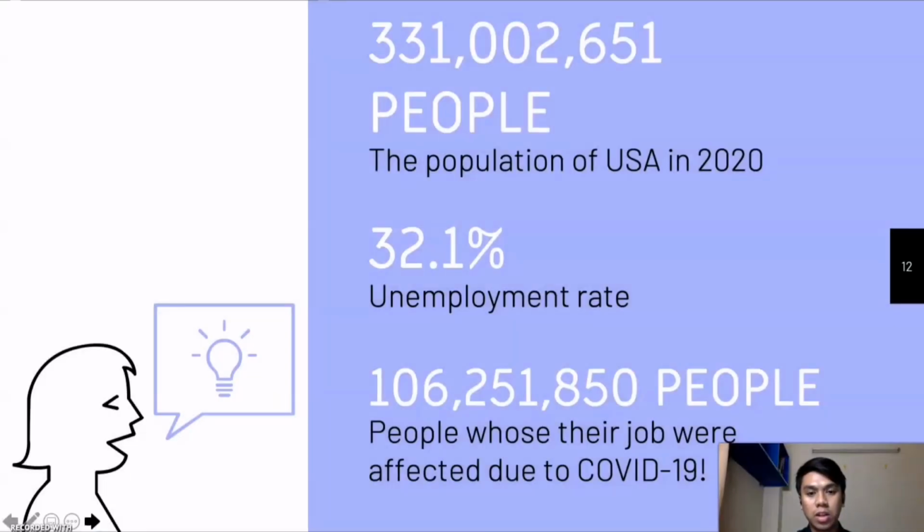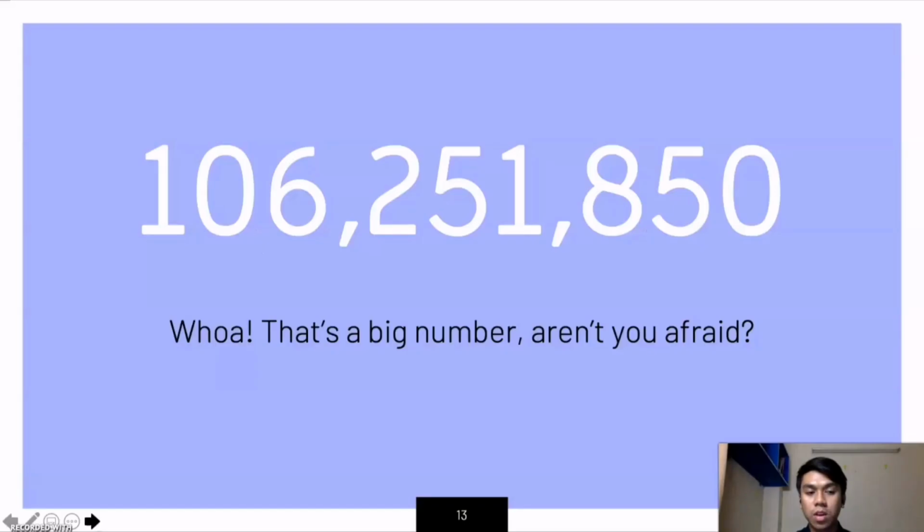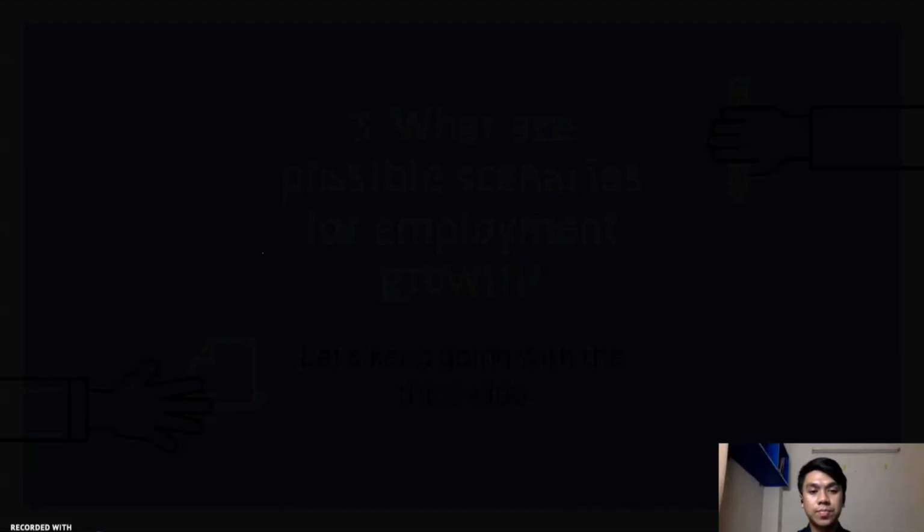This is the total population of the USA in 2020. They have 331 million people, and the unemployment rate is 22%. So, the people whose jobs were affected due to coronavirus is approximately 100 million. That's a big number.